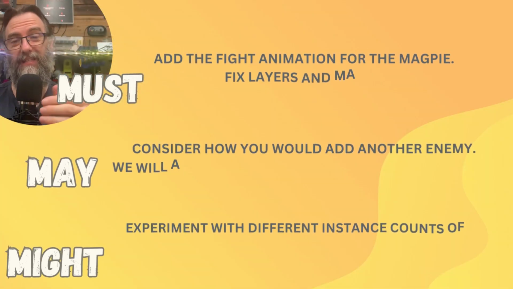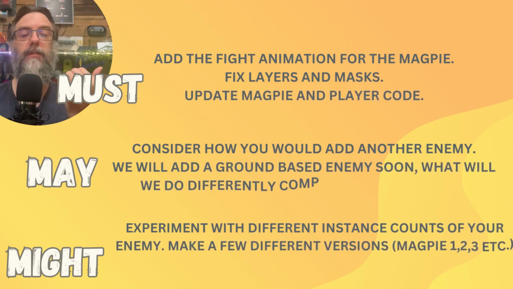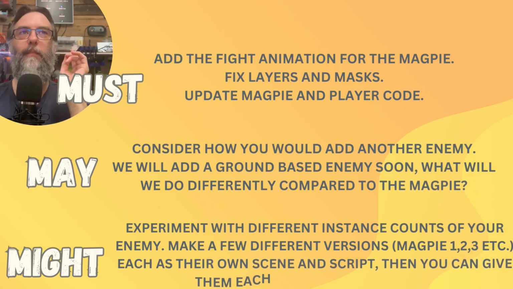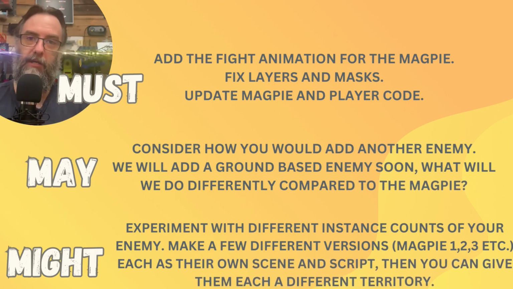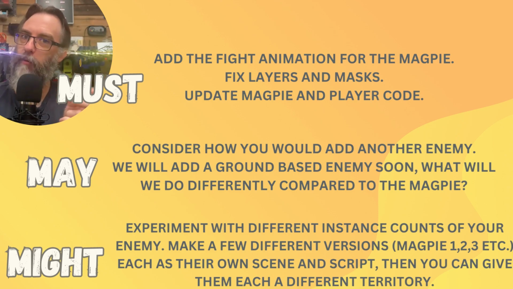Must May Might has some pretty broad things this time. What you must get done to keep up is update the player and Magpie code that we've changed. You need to fix those layers and masks that I got wrong in the last lesson. And you also need to set up the fight animation for your magpie. What you may like to do is consider how you would add a ground-based enemy. We're going to do that soon, but it's not very different to what we've already done. So have a think about what needs to change and what you would do to make a ground-based enemy rather than a flying one. It's all about the layers and masks.